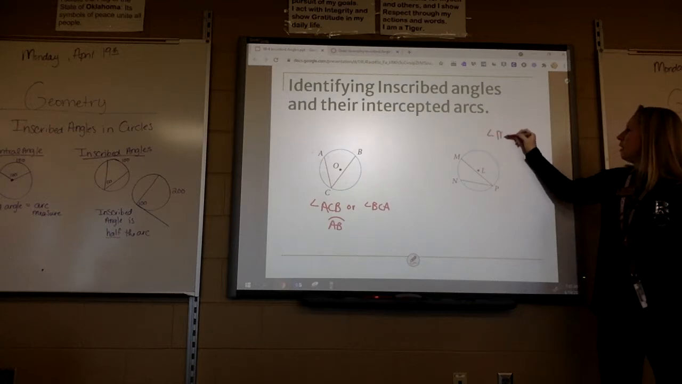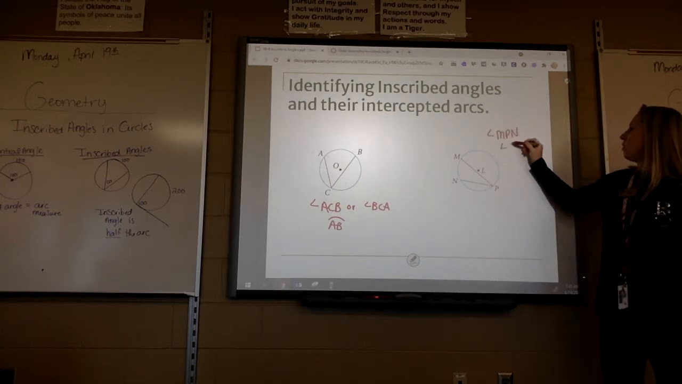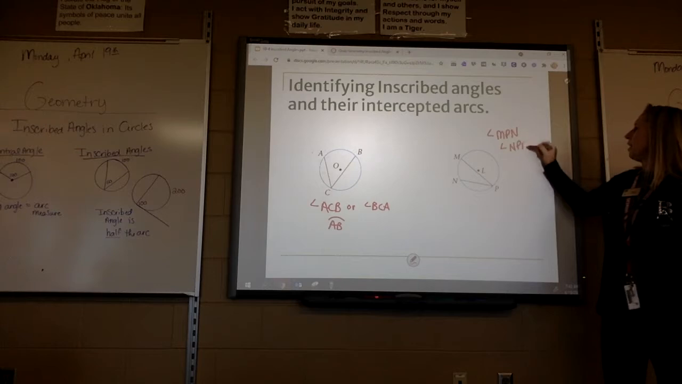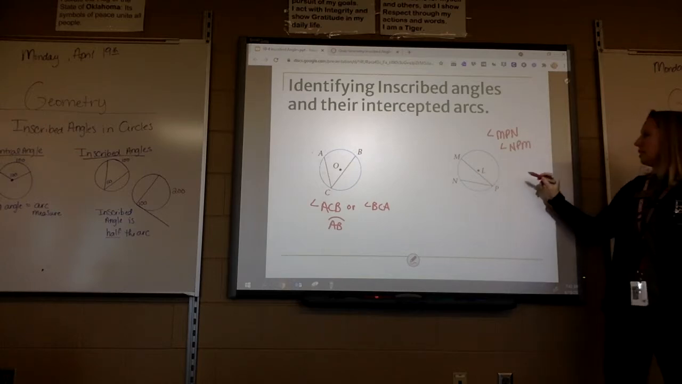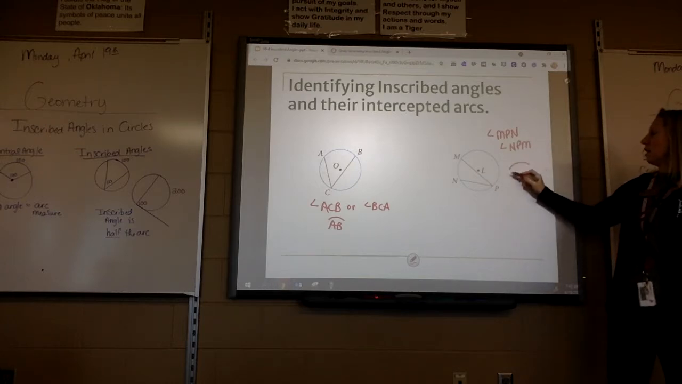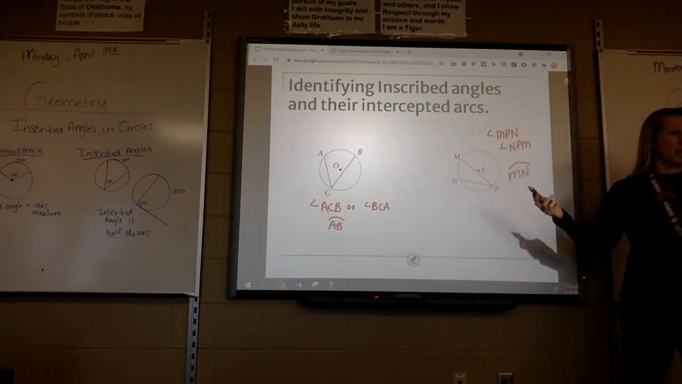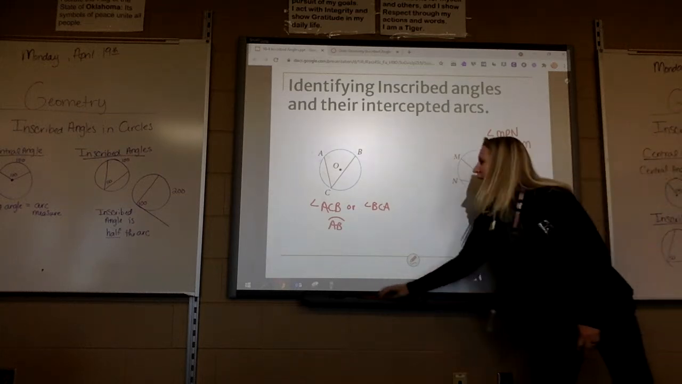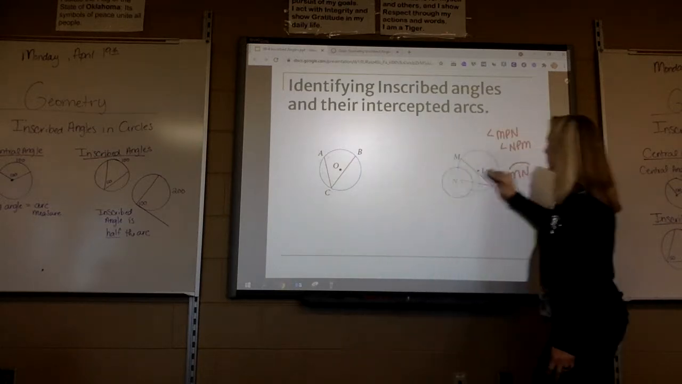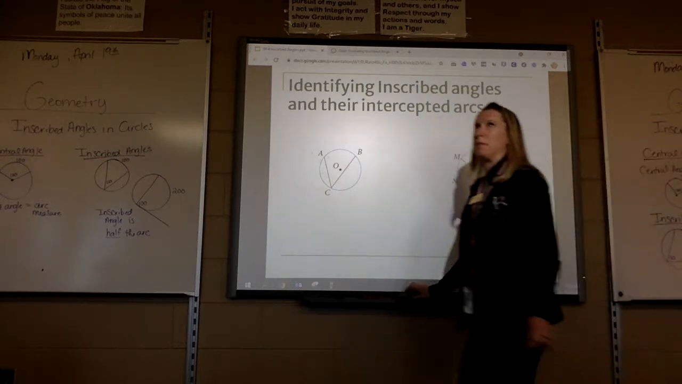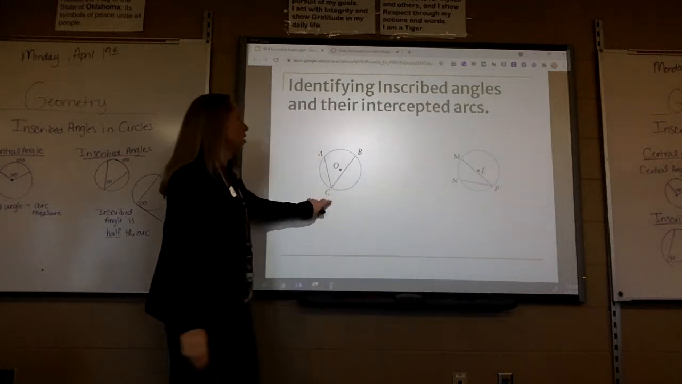Okay, how could I name this angle? NPM. MPN or NPM. What arc does it go with? MN, yeah, or NM. That's hard with the M's and the N's. Okay, so you're going to have the first 3 problems like that, where you have to name the inscribed angle and the intercepted arc.